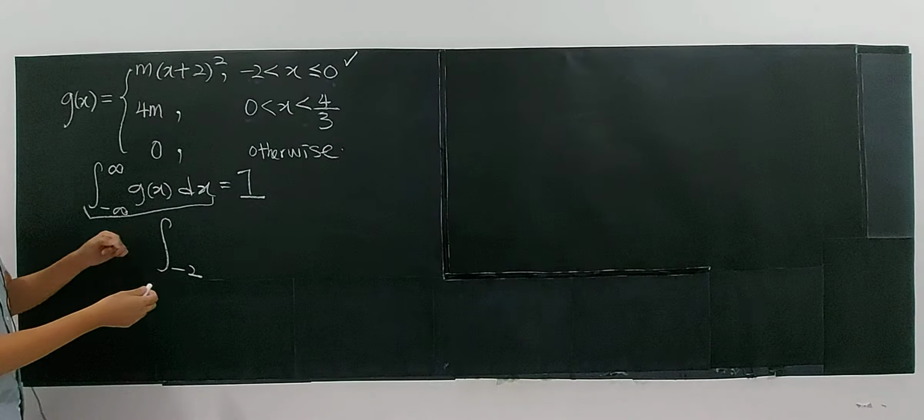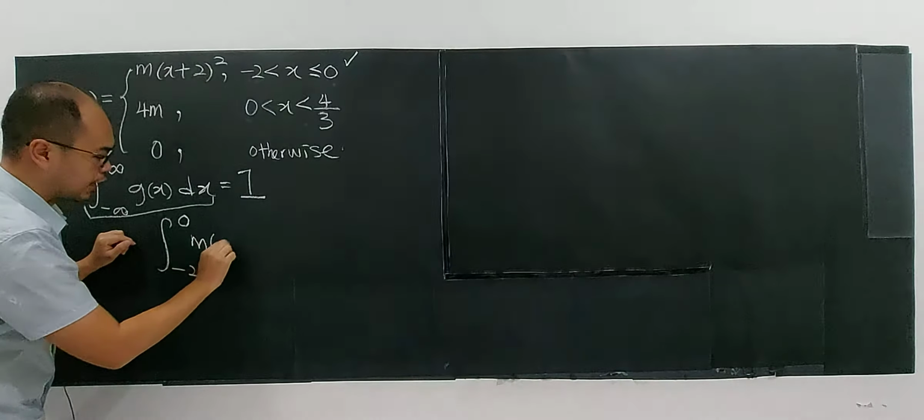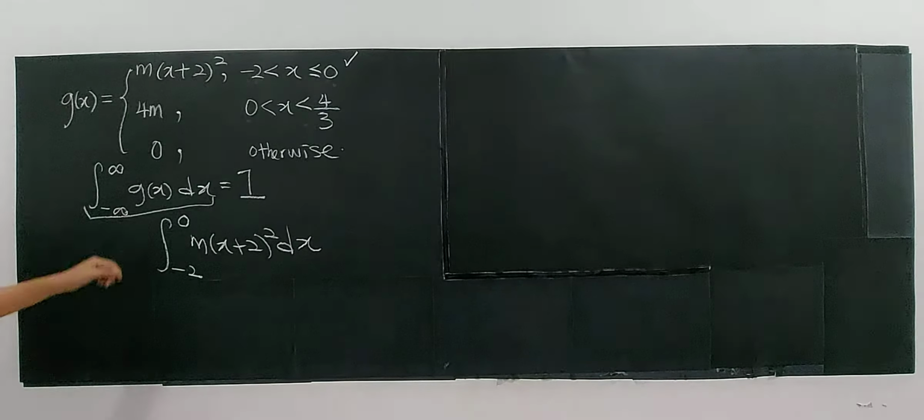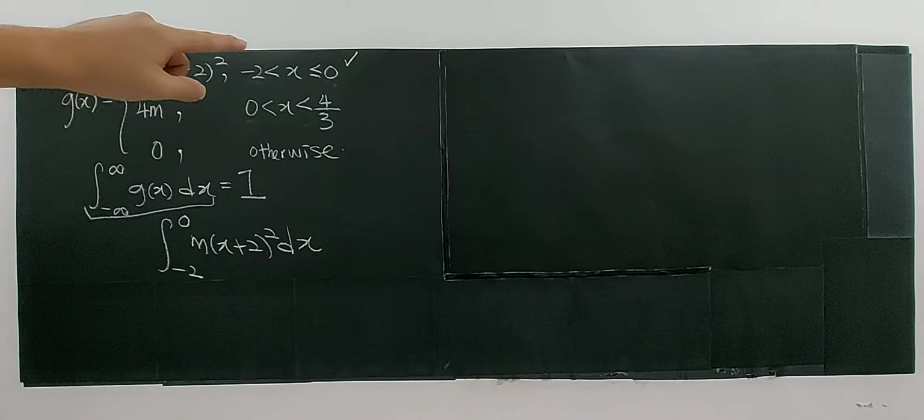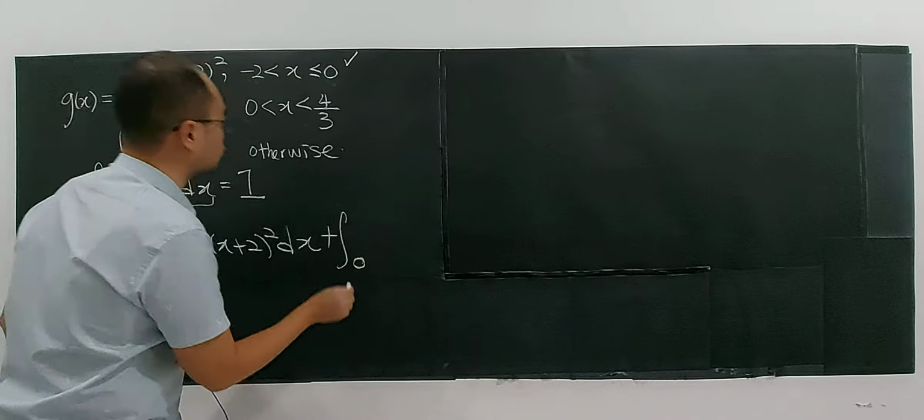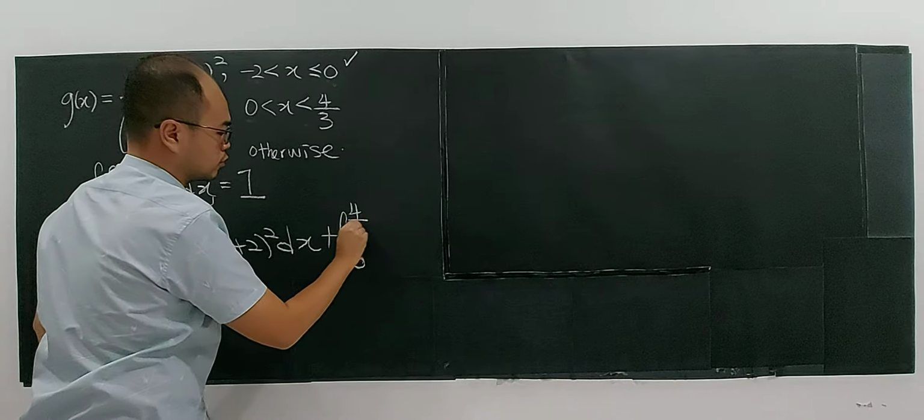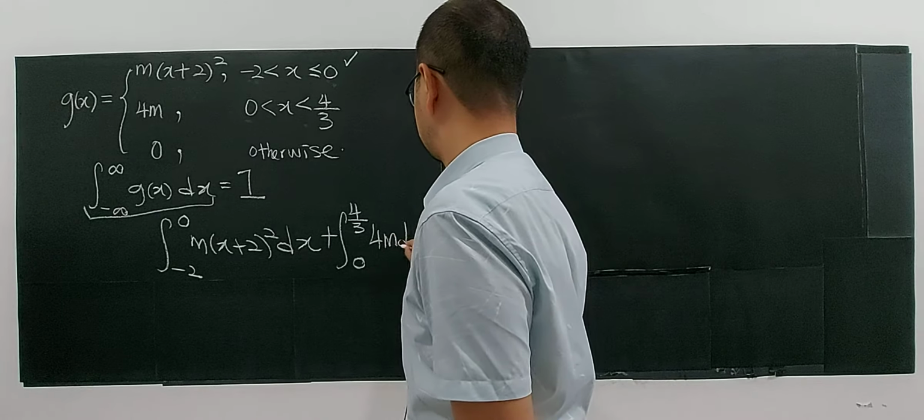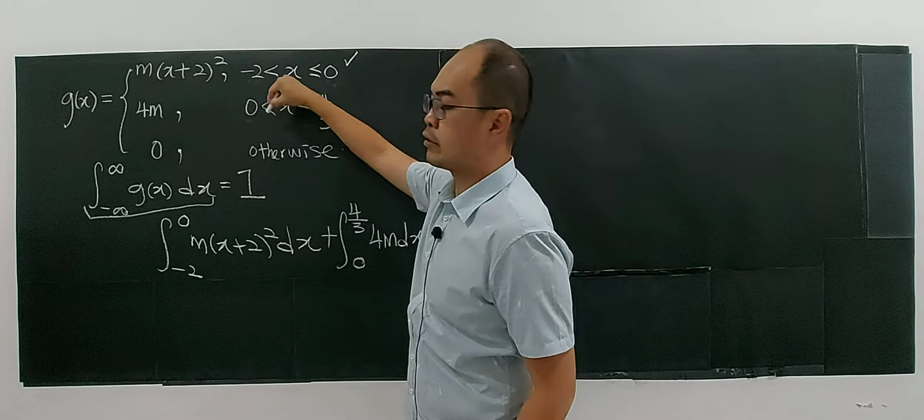So -2 up to 0. The function here will be (mx + 2)^2 dx, at first, for the first interval, -2 up to 0. Next, for the second interval, from 0 up to 4/3, for 4m dx. With the equal or without the equal, it doesn't matter.